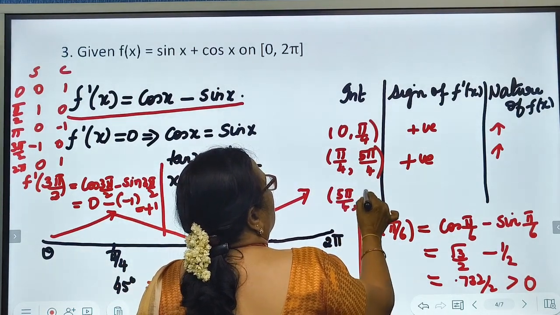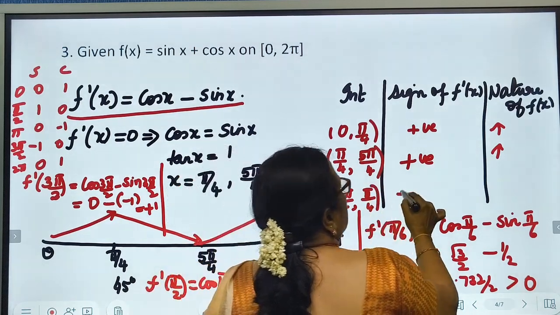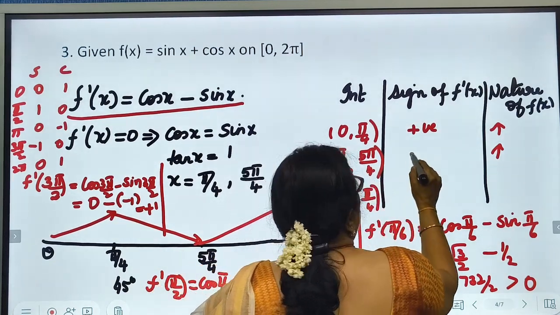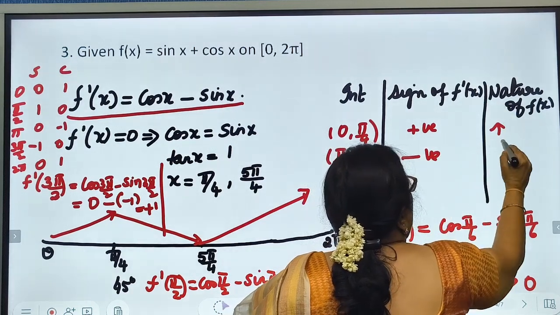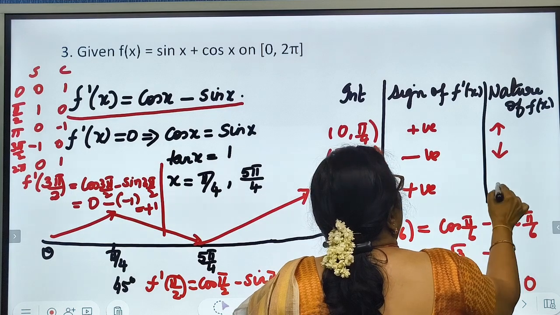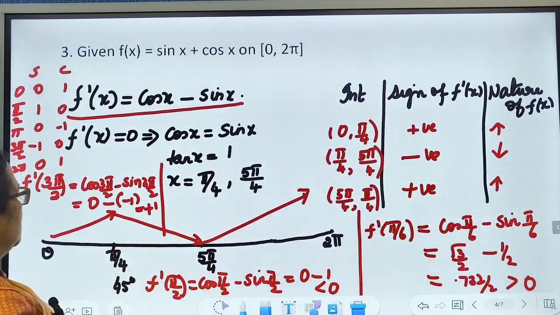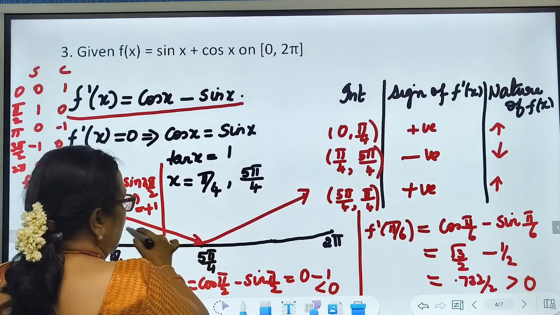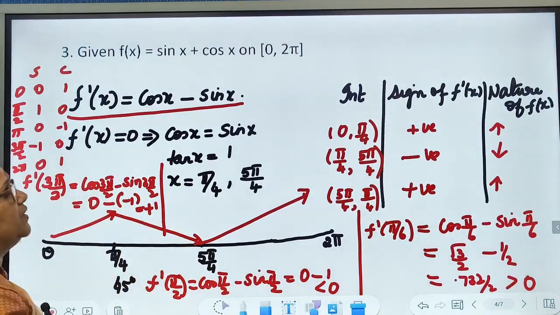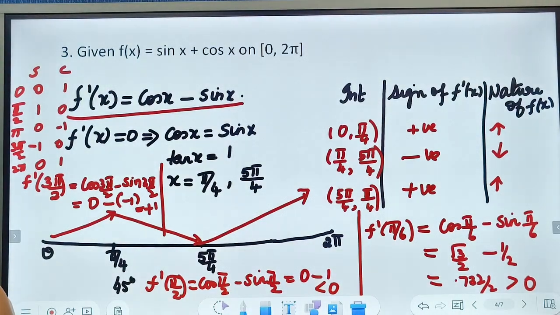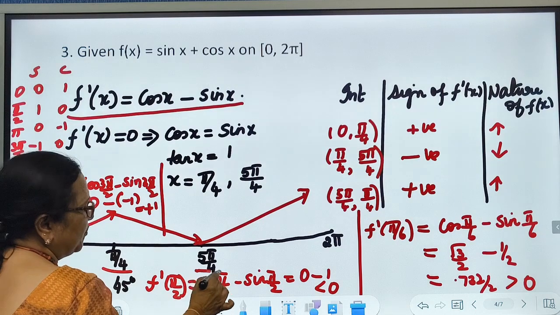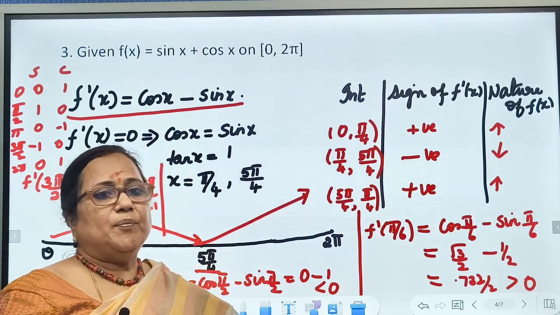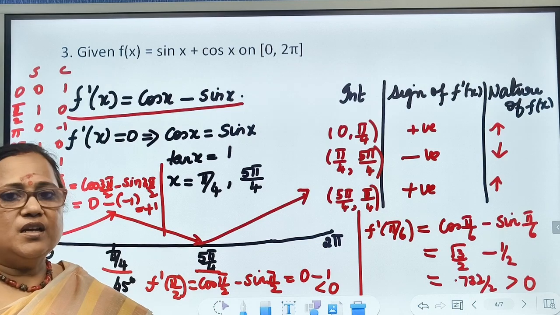Then you can come to your conclusions. 0 to pi by 4 it is increasing. Pi by 4 to 5 pi by 4 it is negative, so it is decreasing. 5 pi by 4 to 2 pi it is positive, so it is increasing. So what are the critical points? Pi by 4 and 5 pi by 4. They are the values of x for which if I draw a tangent to the curve, it will be parallel to the x-axis. Is it clear?